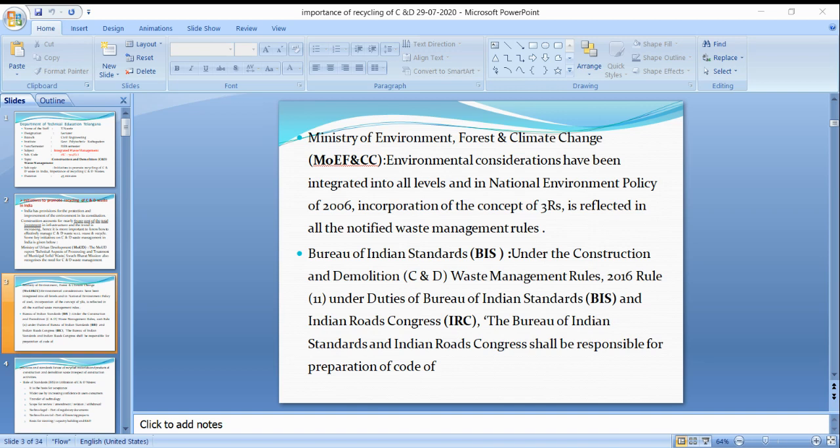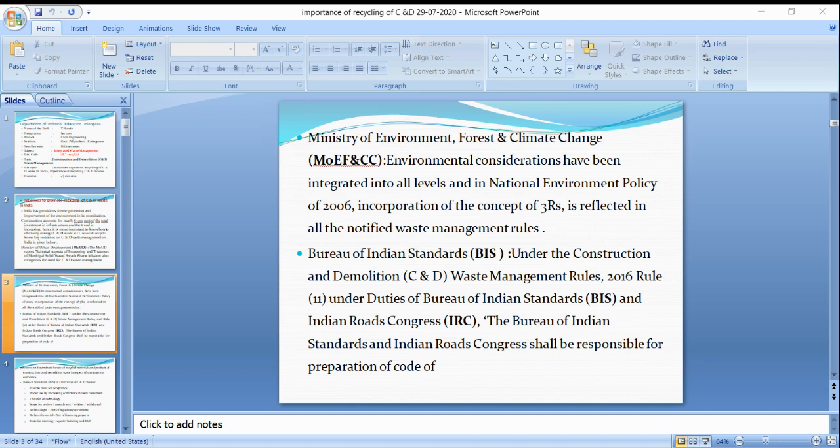Reduce, reuse, and recycling are the concept of the 3 Rs. So, Bureau of Indian Institutions. So, these are the three that look after the waste management.